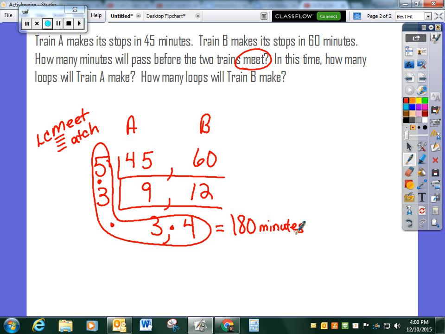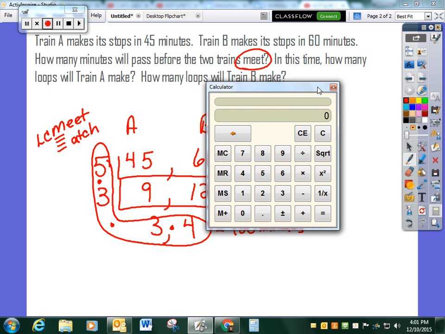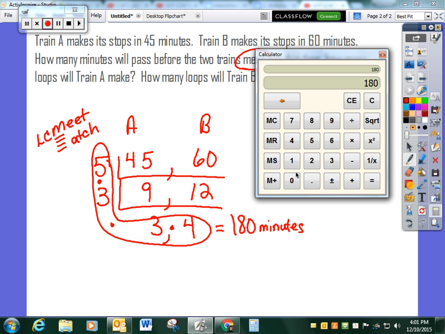Now, it wants to know how many loops train A can make in that time. Well, you take 180 and you divide it by 45. It's 4 loops. And if you look at your ladder, 4 is across from 45. So with LCM, you're going to look across. GCF is down, LCM is across.